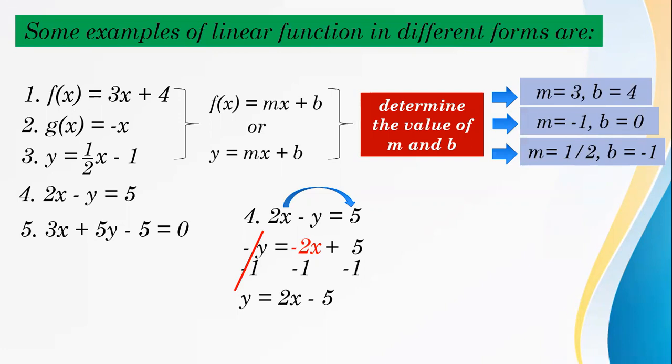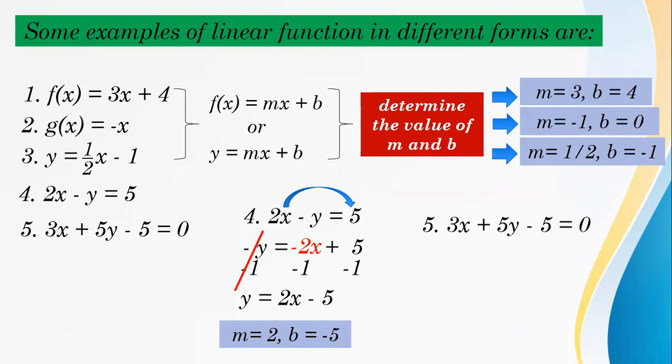And therefore the slope m equals 2, and b equals negative 5. Next, we have number 5, which is written in the general form. Now, all you have to do is change this given form to slope-intercept form. So you transpose 3x, then transpose negative 5, then isolate y on the left side.